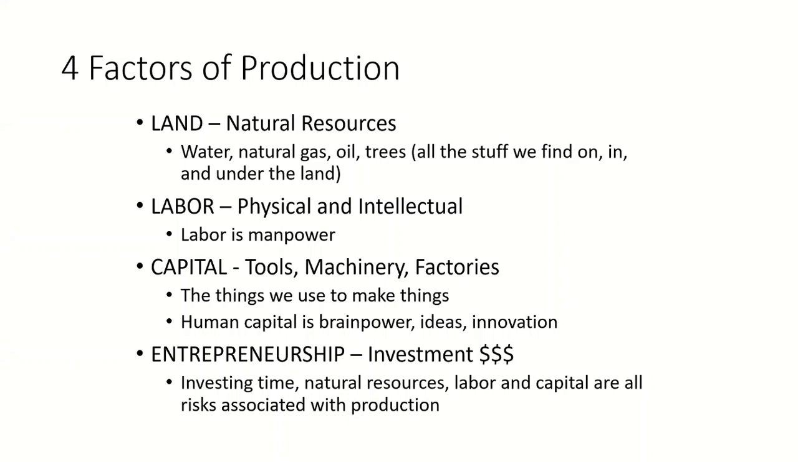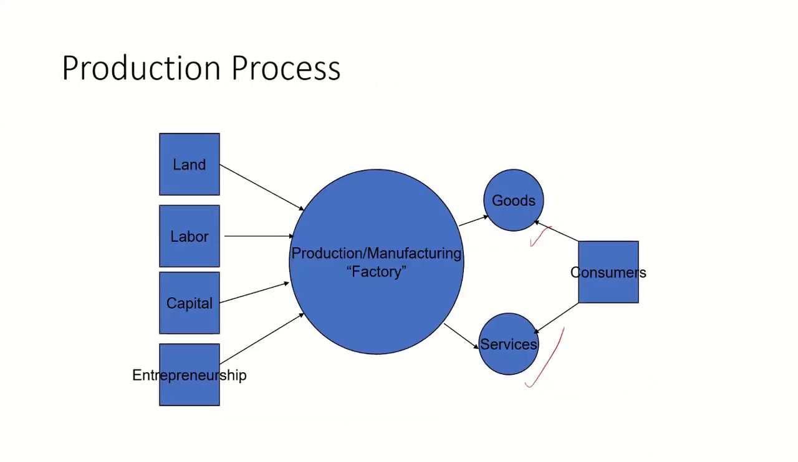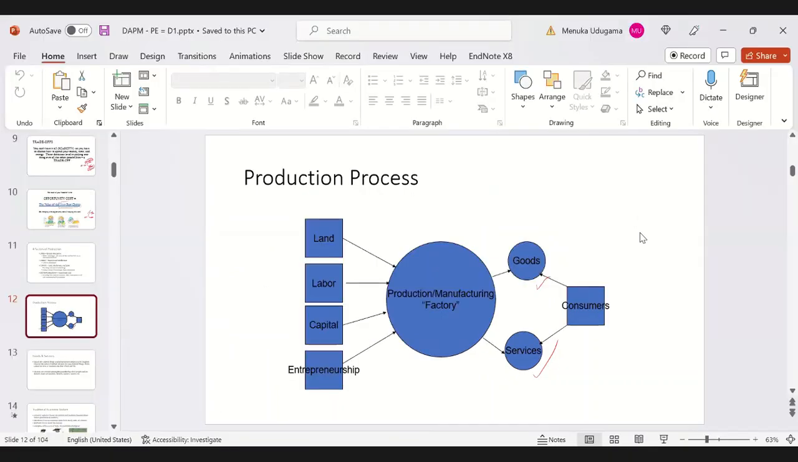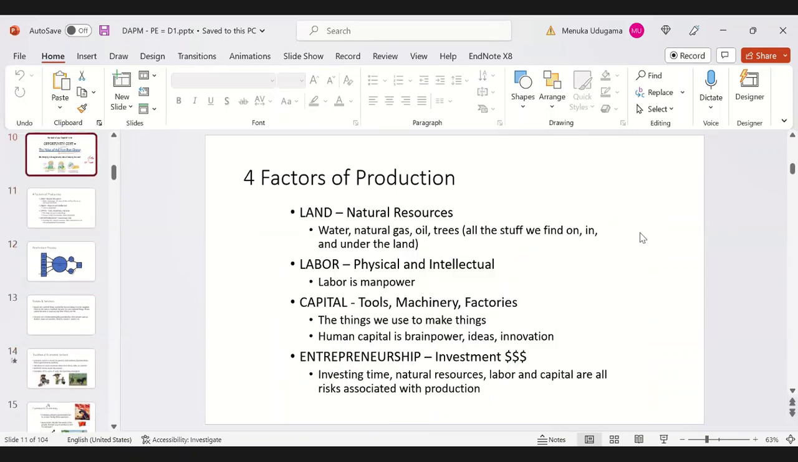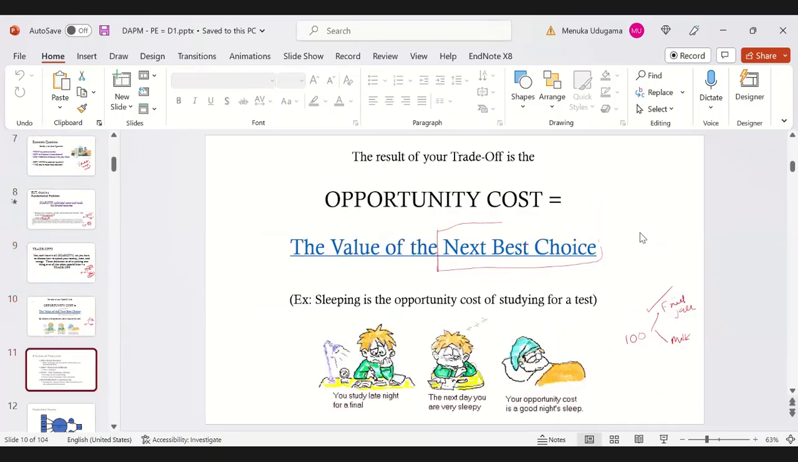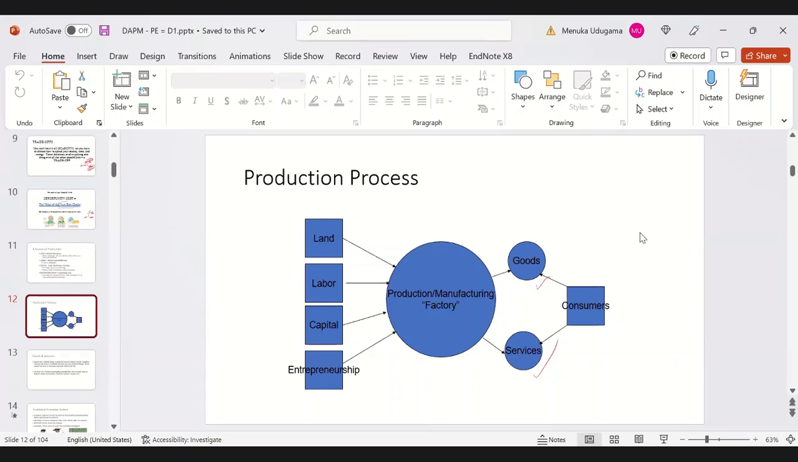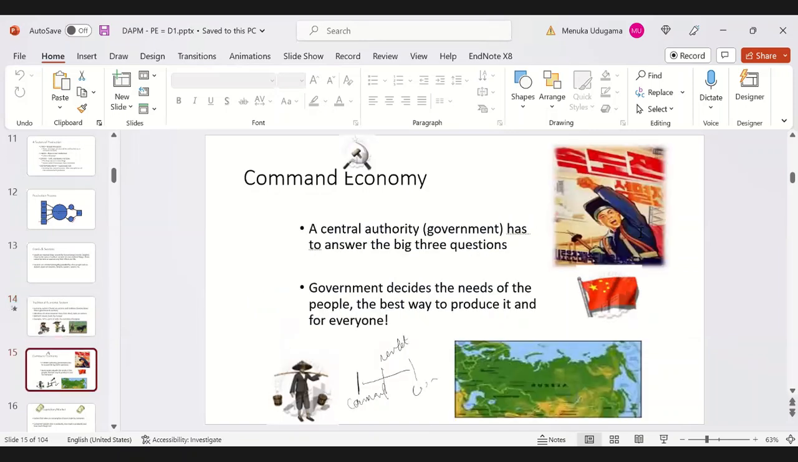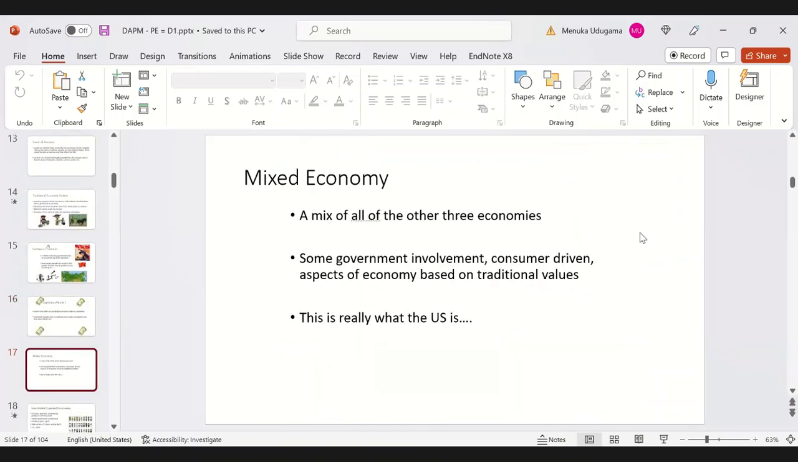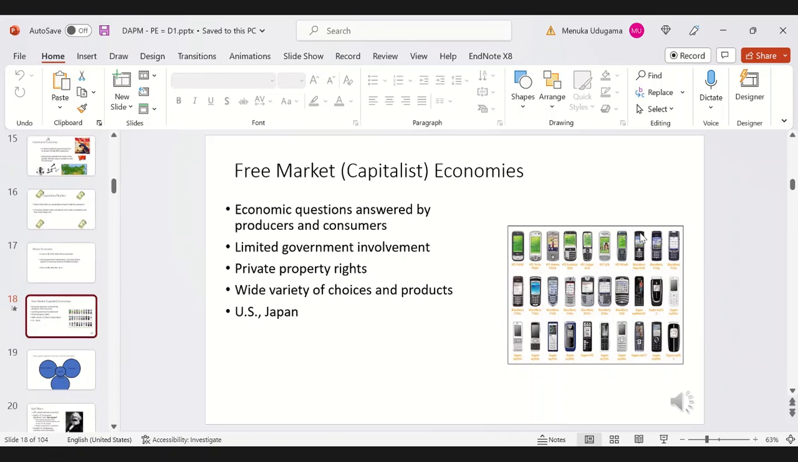Then the four factors of production in economics: land, labor, capital, and entrepreneurship. Using these factors of production, firms or the economy produce goods and services which are consumed by the consumers. Depending on who owns these factors of production and who answers these three key questions, there are economic systems in the world. We looked at four key economic systems: the traditional economy, the command economy, which is one extreme, the capitalist economy, and the mixed economy, in which you will see characteristics of both the command economy and the capitalistic or market economy.